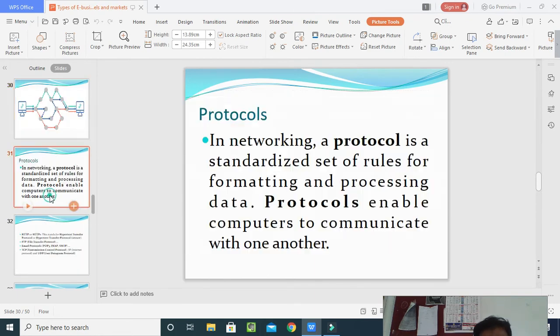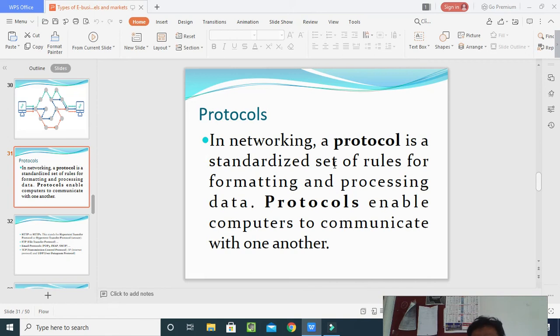Now, protocols. What do you mean by protocols? In networking nowadays, a protocol is a standardized set of rules for formatting and processing data. Whatever data is formatted and processed from one system or company to another, certain standard rules will be there that everyone has to accept. Then only it will work, or else it won't accept it and will show ignorance. Protocols enable computers to communicate with one another. One computer can communicate with another computer.